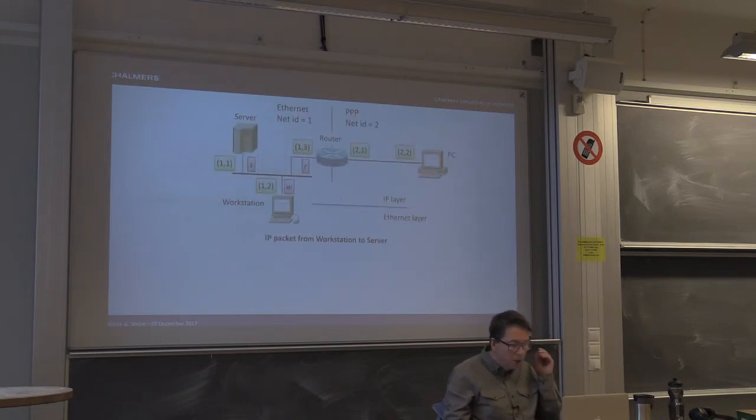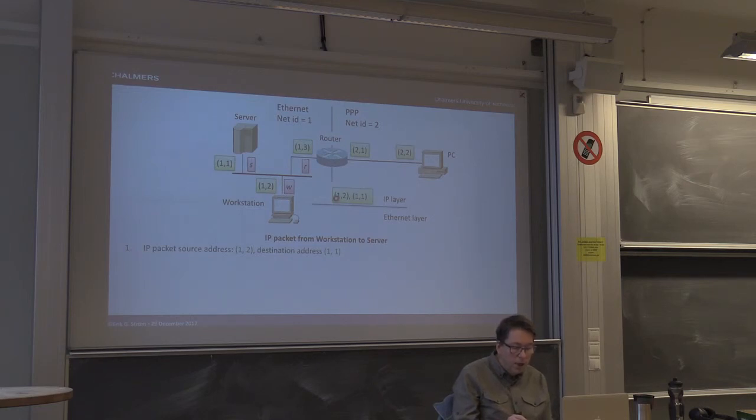Okay, so back to our network, which consists of 3 hosts and a router, and now we would like to transmit some information here. So suppose the workstation would like to transmit some information to the server. At the workstation, we have a protocol stack consisting of an IP layer and Ethernet layer. Of course, there is some layer above the IP layer and so forth, but let's just concentrate on the lower parts now.